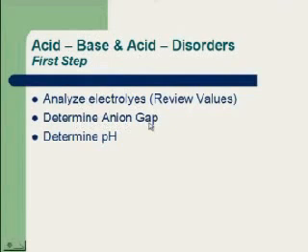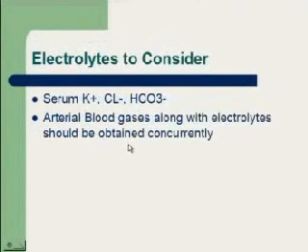A formula will help us to determine what's referred to as an anion gap. Again, anion refers to the negatively charged electrolytes that are in the system, and this will help in the determination of the pH. Some electrolytes to consider: potassium, chloride, which we talked about in an earlier lecture, and then bicarbonate, which we'll talk about in more detail today.